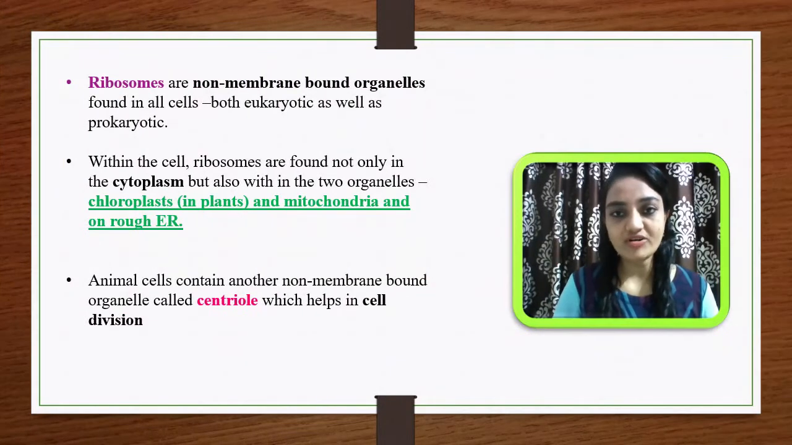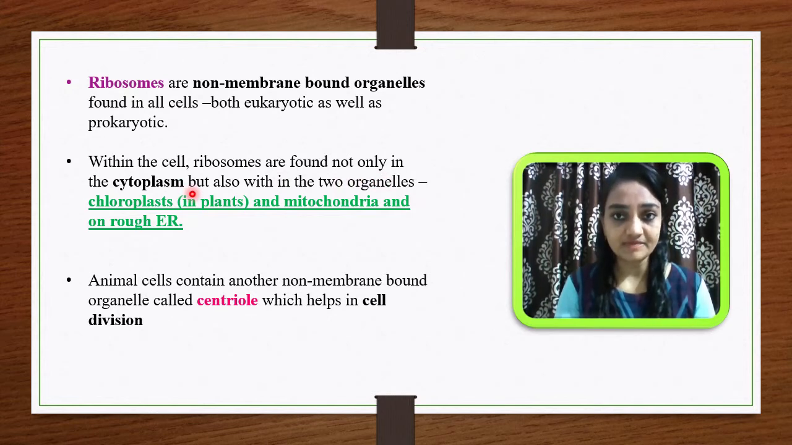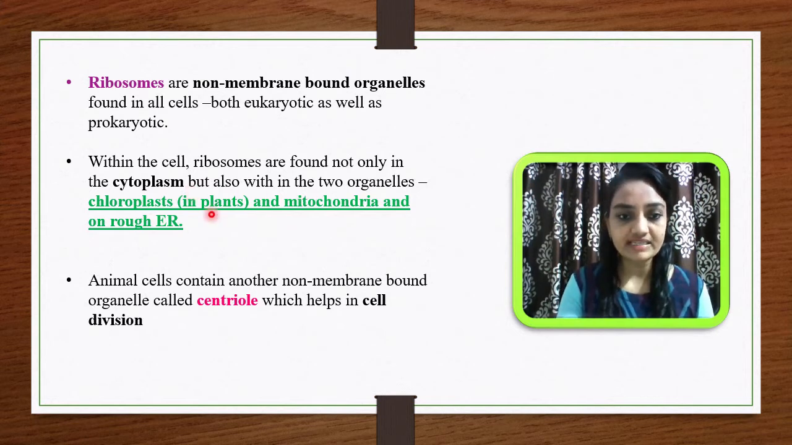Another important structure is the ribosome, a non-membrane-bound organelle found in all cells, whether eukaryotic or prokaryotic. Within the cell, ribosomes are found not only in the cytoplasm but also in other organelles inside the cell, namely the chloroplast in case of plants and the mitochondria, and also on the rough endoplasmic reticulum.